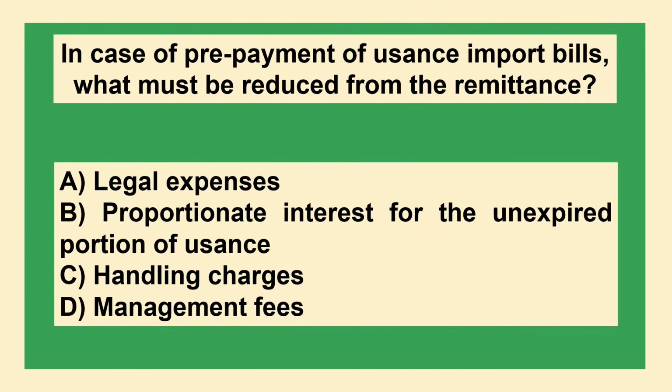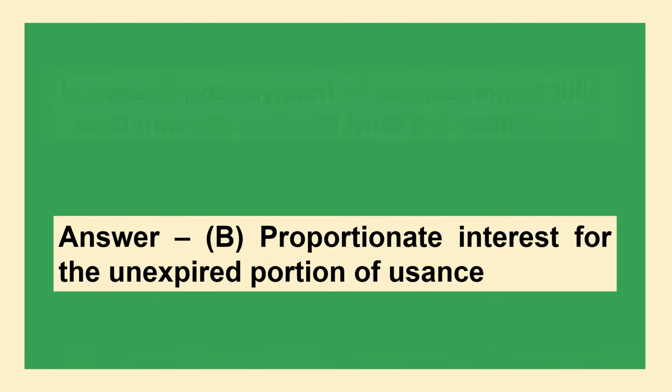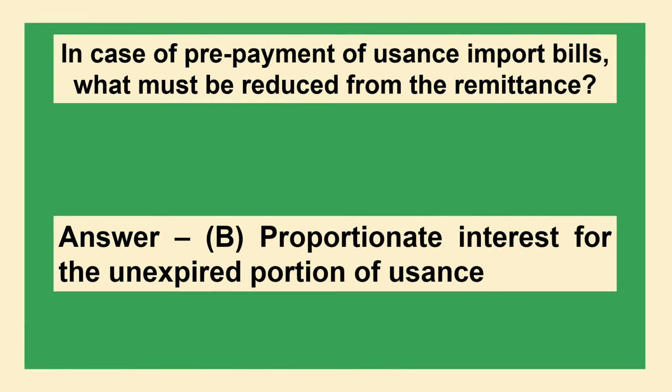Question. In case of prepayment of usance import bills, what must be reduced from the remittance? Option A. Legal expenses. Option B. Proportionate interest for the unexpired portion of usance. Option C. Handling charges. Option D. Management fees. Answer. Option B. Proportionate interest for the unexpired portion of usance.